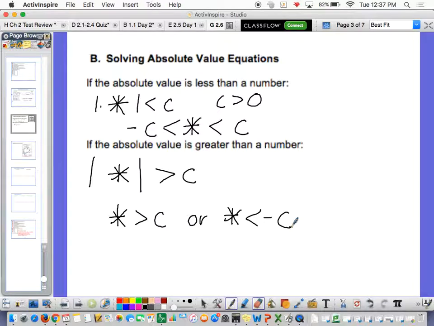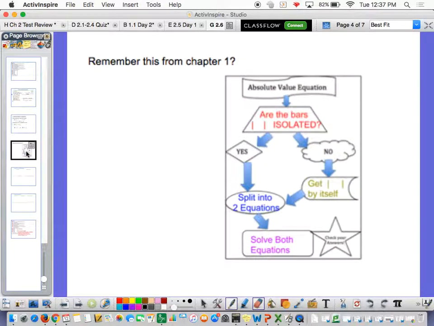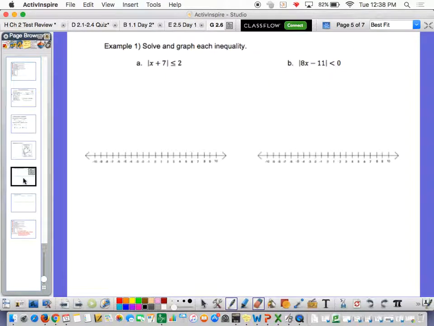Okay. First, I need to remind you, though, remember this graphic organizer from Chapter 1? These things still hold. So that if the absolute value is not by itself, you have to get it by itself before you can split them up. Okay? So that's what we're dealing with here. So let's look at this.